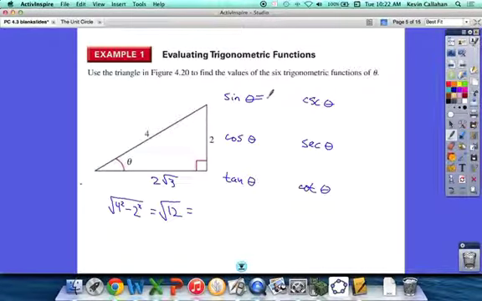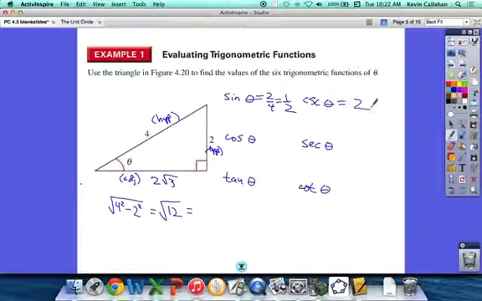Okay, so the sine should be, I'll label this, adjacent, opposite, hypotenuse. The sine is, be consistent here, 2/4, which is 1/2. So what does that make the cosecant, since that's so easy? 2.